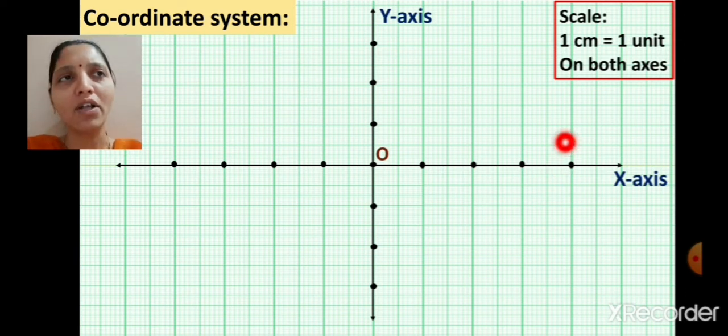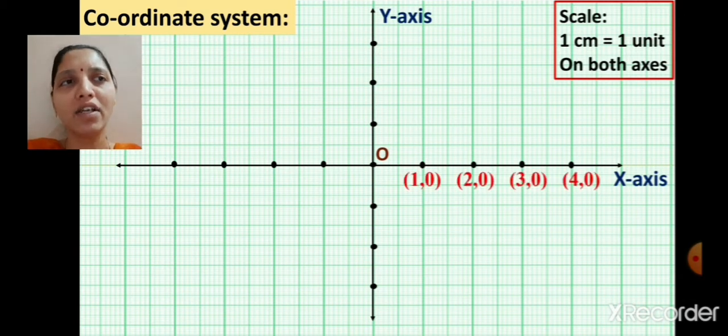Here on the right top corner I have written the scale. 1 centimeter is equal to 1 unit on both the axes. So here on 1 centimeter I have considered 1 unit. So let's write down the coordinates. So here the first point will be (1, 0), the second one will be (2, 0), (3, 0), (4, 0) and so on.